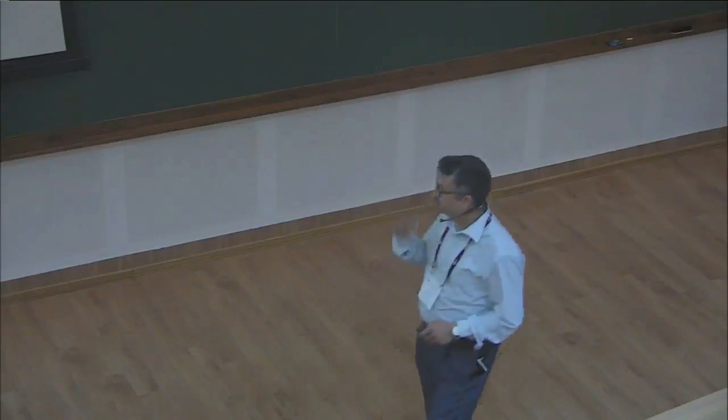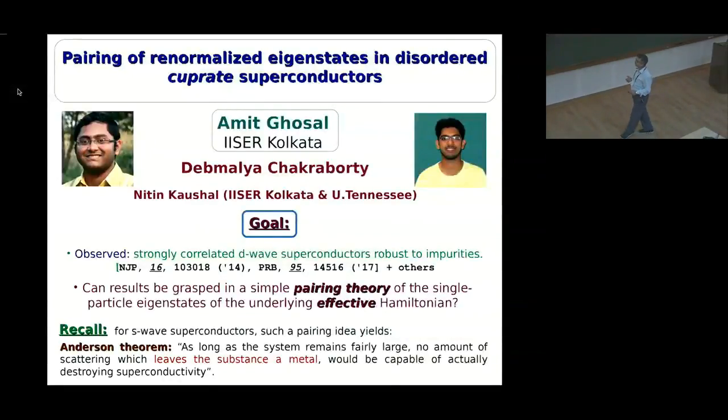So it has been observed in recent times that strongly correlated D-wave superconductors, so this long name essentially means for all practical purposes cuprate superconductors for us, are robust to impurities. There had been several works, including some of ours. So I have highlighted this. Now, what we are going to address in this talk today is: can this result be understood in a simple-minded pairing theory like that of Anderson, when you pair up some single particle eigenstate of the underlying effective Hamiltonian? So this "effective" is very important, and we'll come to that.